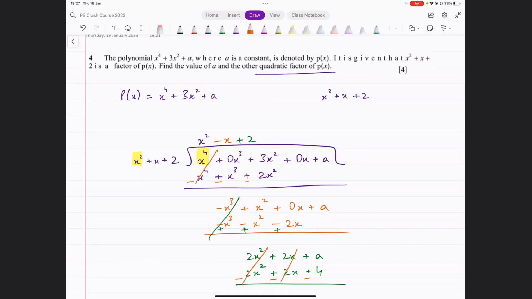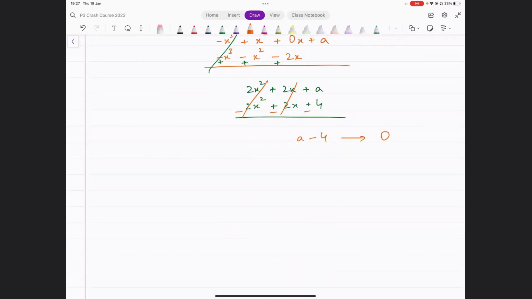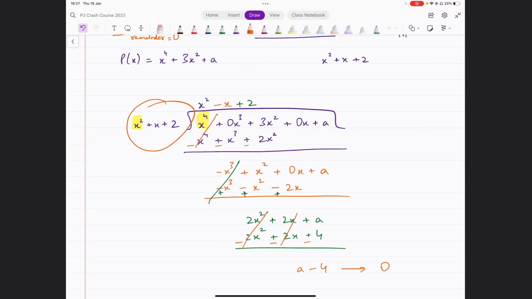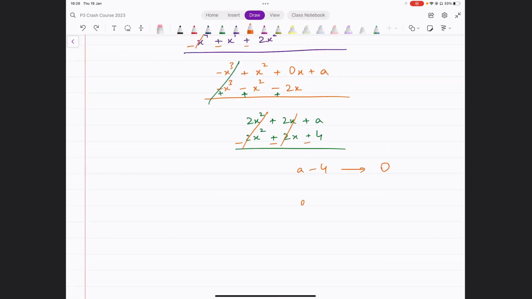What's the first thing that comes to your mind when you read the word factor? That basically means that the remainder is equal to 0. Now you've done this long division process and you're getting a remainder at the end. This remainder should be equal to 0 for x squared plus x plus 2 to be a factor. So we put that remainder equal to 0. What does that give us? That gives us a minus 4 equals 0 and a equals 4. This is the value of a that we're getting.